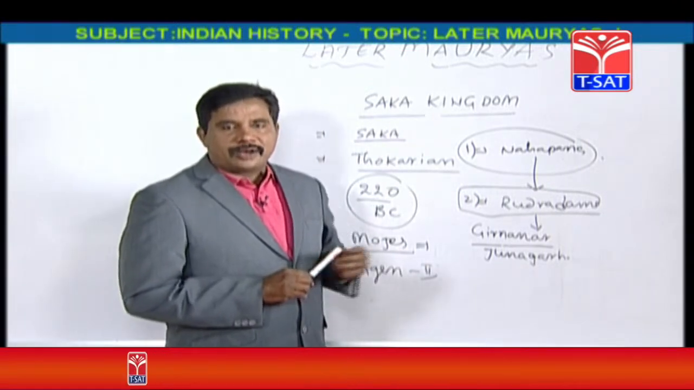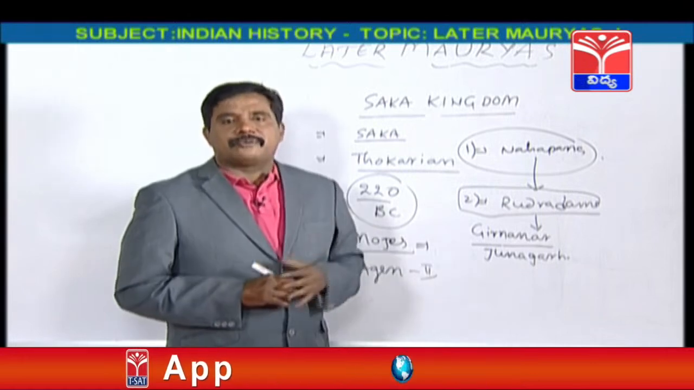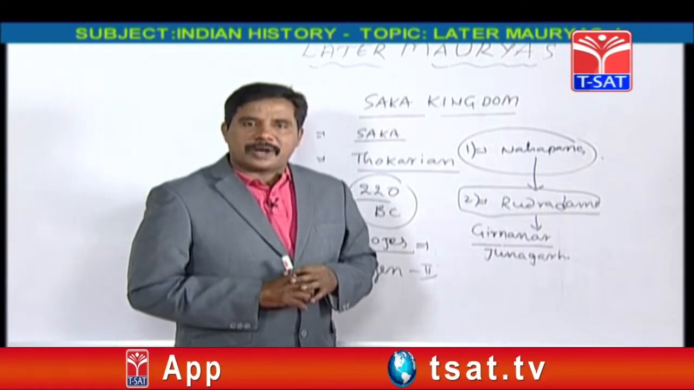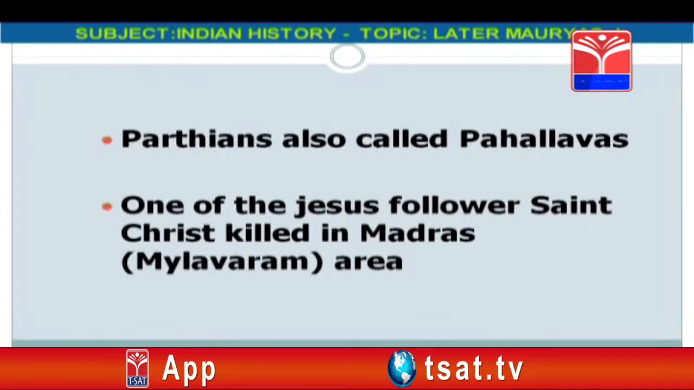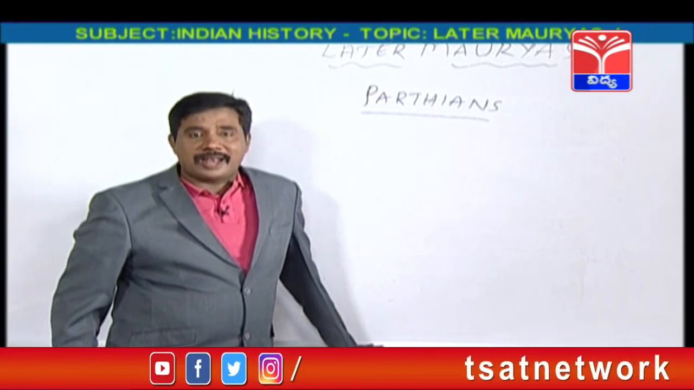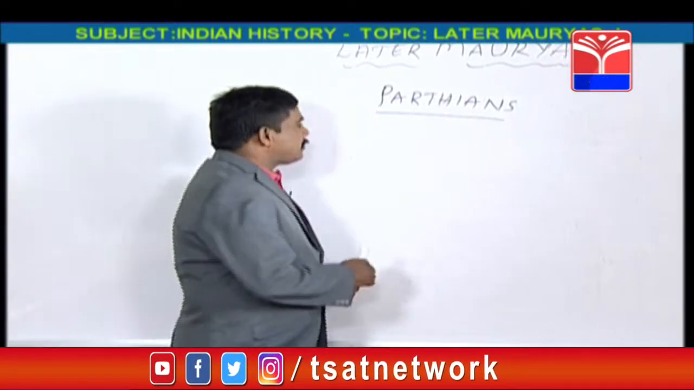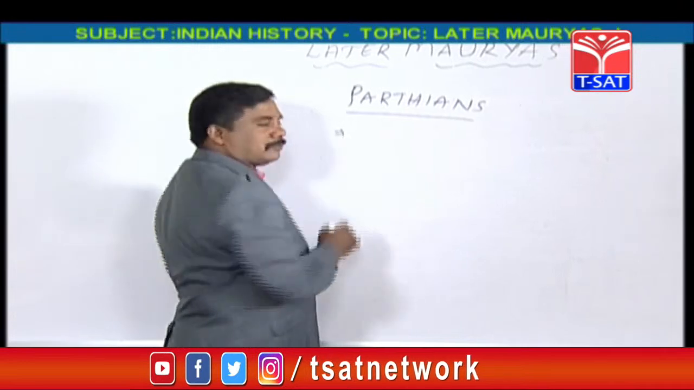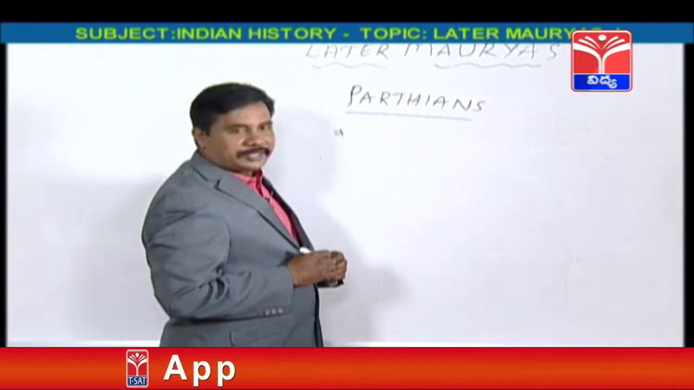Then we go for one more foreign dynasty, that is the Parthians. Parthians are also called Pahlavas. Not Pallavas, they are also called Pahlavas. So this is also one of the foreign dynasties, the Pahlavas or Parthians.